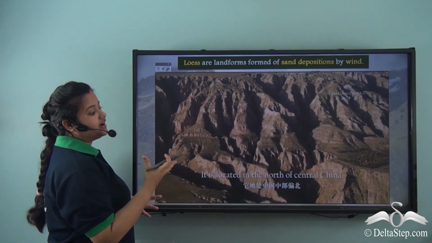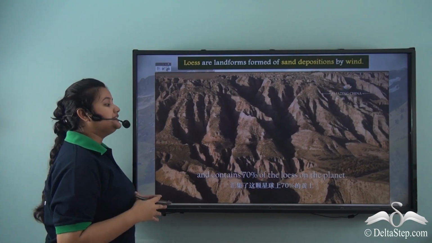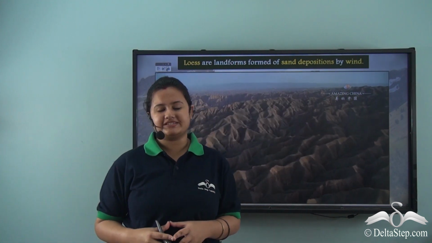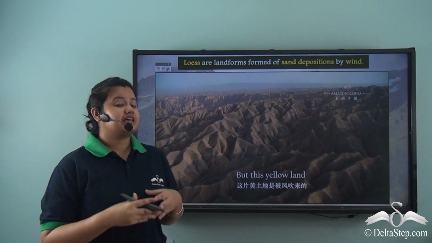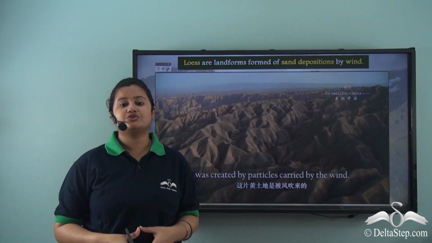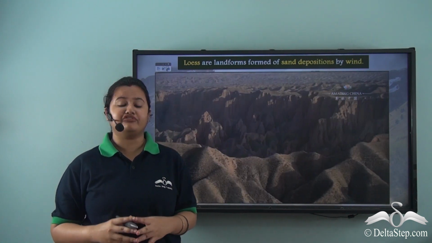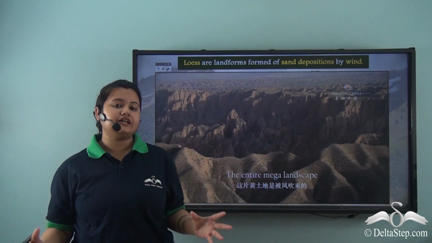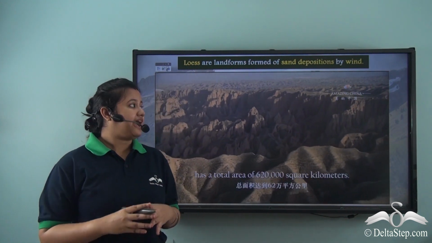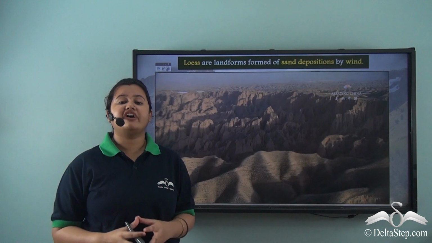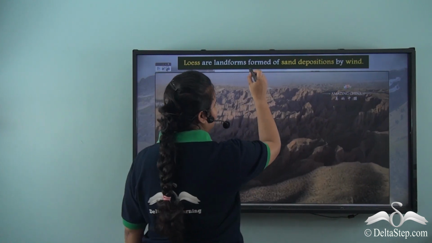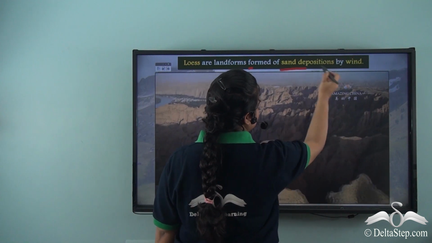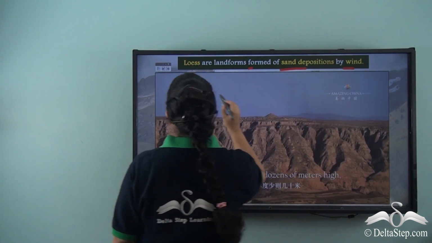Now look at this vast stretch of sand. This is called loess. It is present in north of central China. These loess deposits are formed due to sand deposition by wind over a continuous period of time, and these deposits are very thick. So loess is an example of a landform formed due to sand deposition by wind.